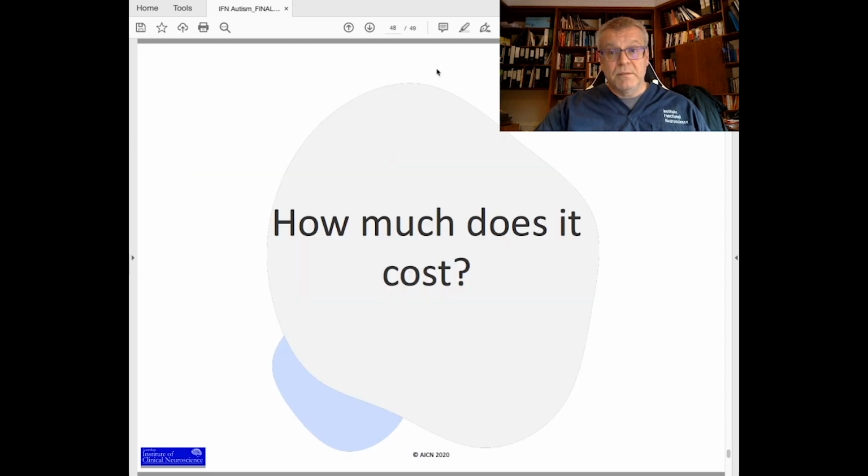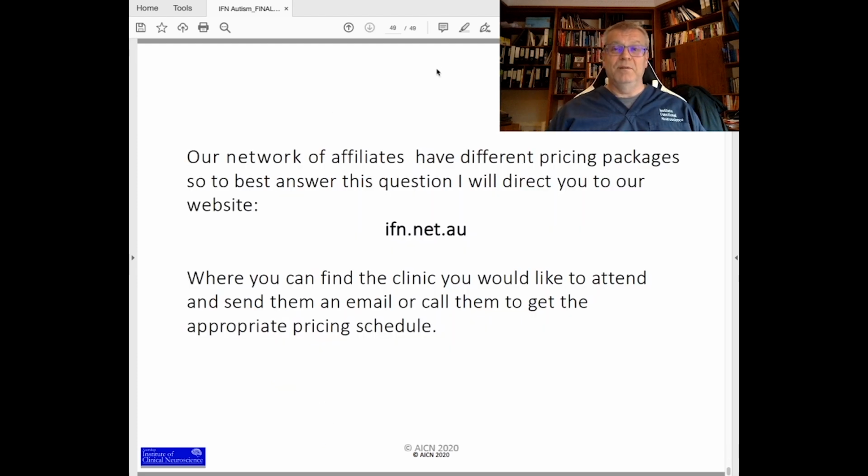How much does it cost? Is probably the biggest question that people will have. Unfortunately, it's one that I won't be answering tonight, because we have different clinics, the pricing is different across those clinics. So what I would advise you to do is to go to ifn.net.au, look up the clinic that you want to go to, and then contact them, ask them for pricing details, and they will supply the correct pricing details to you at that time.